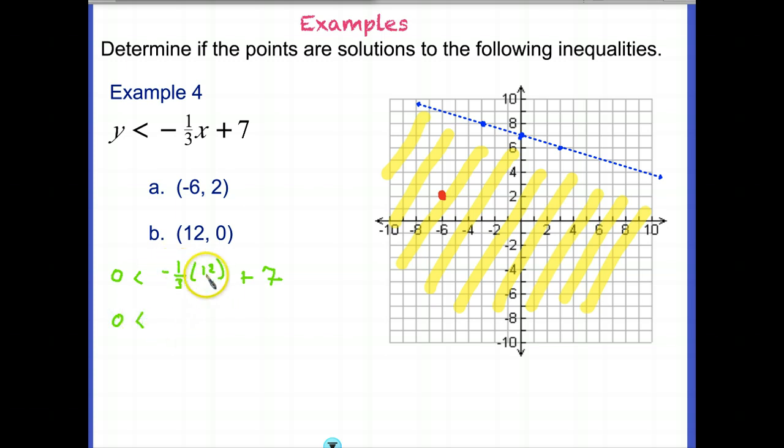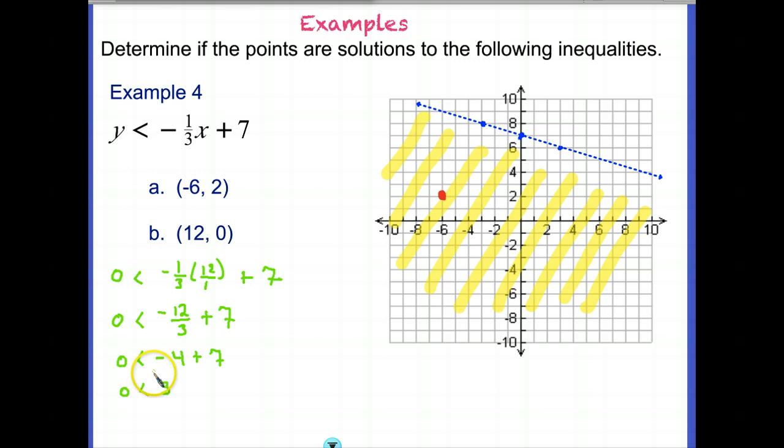Negative 1/3 times 12 is the same as negative 1/3 times 12 over 1. Negative 1 times 12 will give us negative 12. 3 times 1 gives us 3. Okay, and now let's simplify a little bit more. Negative 12 divided by 3 is negative 4. And then if we add negative 4 to 7, we get 3.